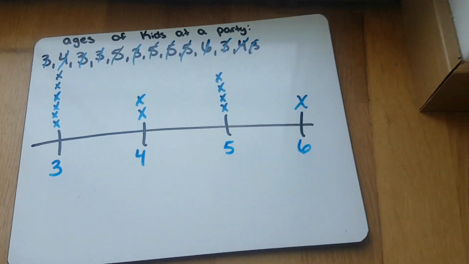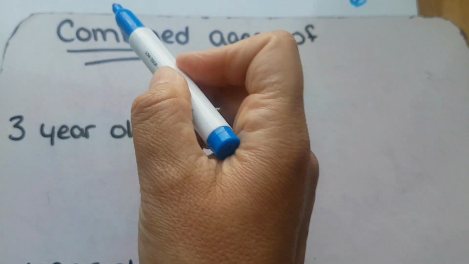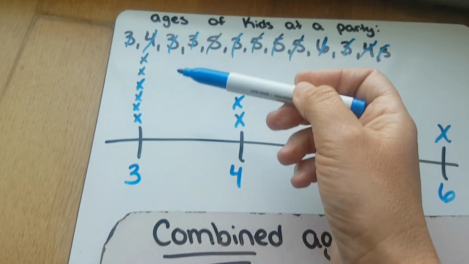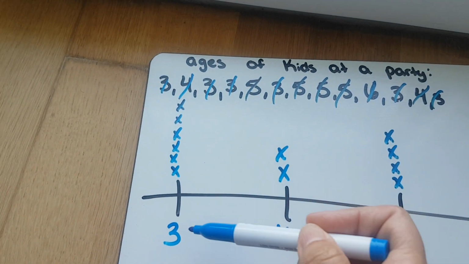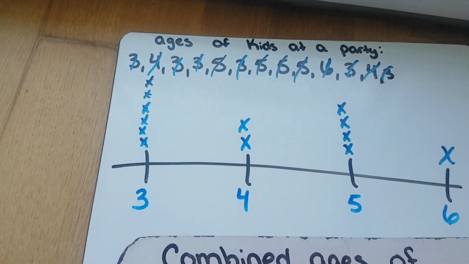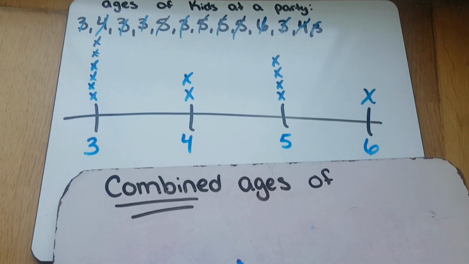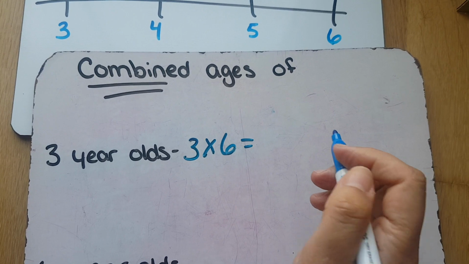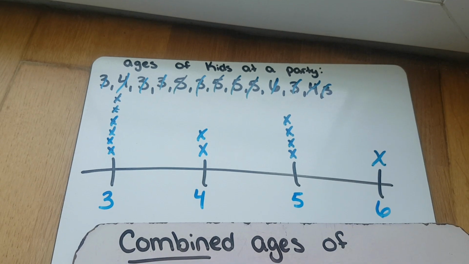So let me look at this next question. It said combined ages of 3-year-olds. Combine means to add them all up. So I can add or I can multiply. So I could do 3 plus 3 plus 3 plus 3 plus 3 plus 3. Or I could say 3-year-olds, 3 times 1, 2, 3, 4, 5, 6. Well, to make it easy, instead of doing 3 plus 3 plus 3 plus 3 plus 3 plus 3, 6 times, I'm just going to say 3 times 6. So the combined ages of 3-year-olds is 18. If I were to add all their ages together, it would be 18.